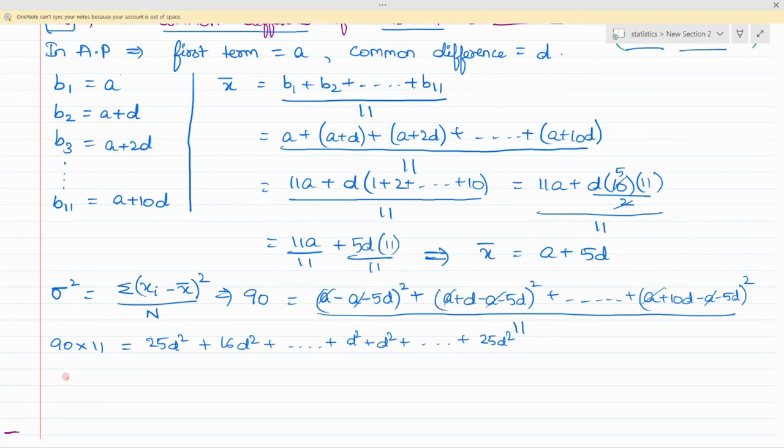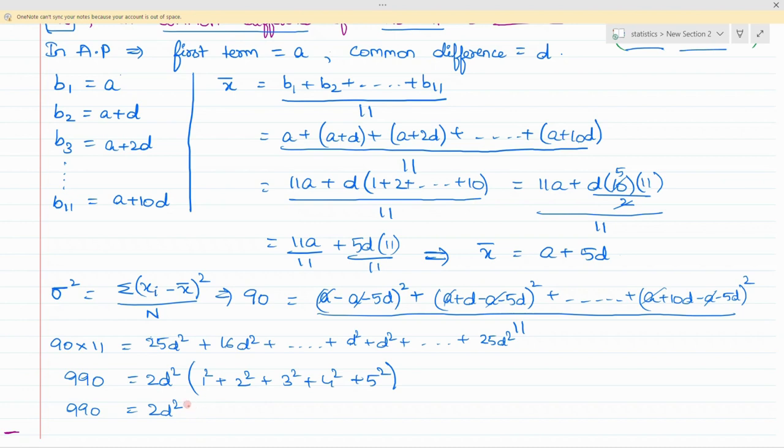Now this can be written as 990 is equal to, take d square common, and this sequence is repeating twice, so take 2 common, and inside it is left over with 1 square, 2 square, 3 square, 4 square and 5 square. So from here 990 is equal to 2d square times this, which is the sum of squares of 5 natural numbers. So the formula is n into n plus 1 into 2n plus 1 by 6.